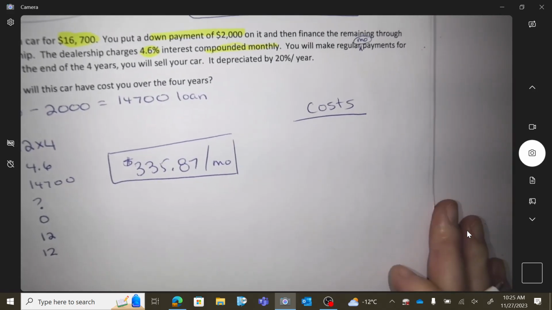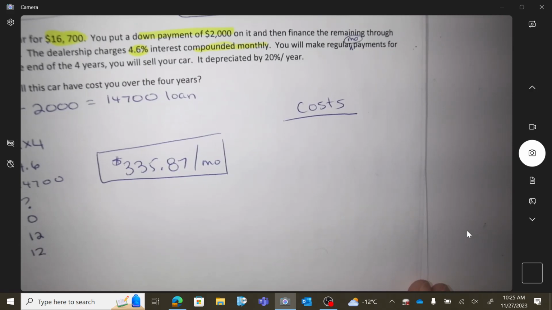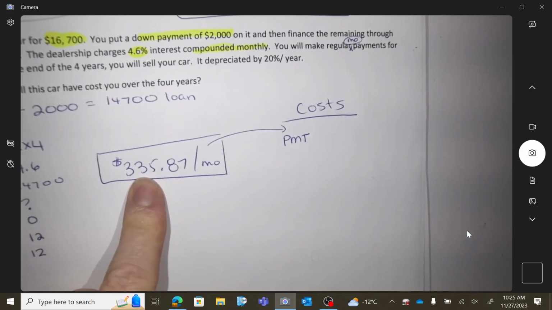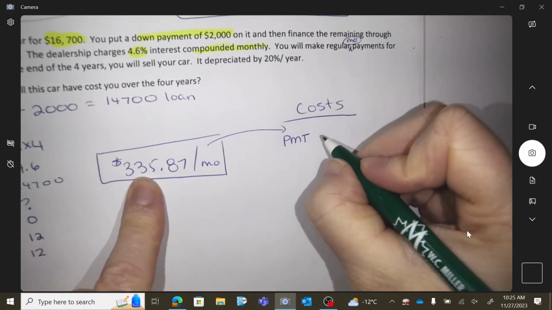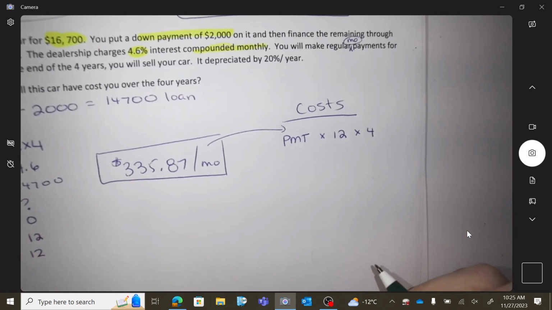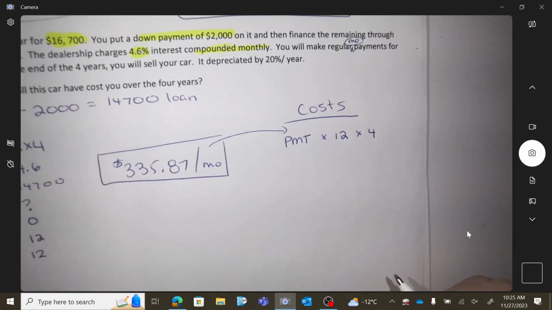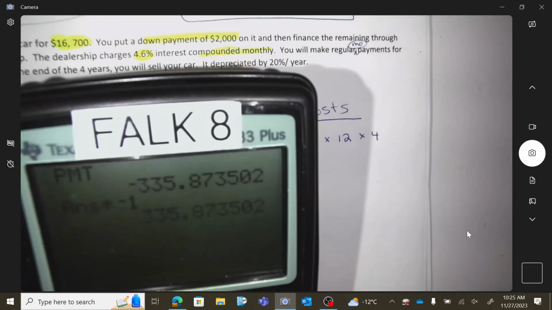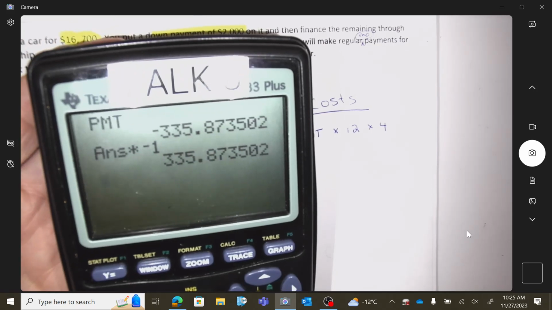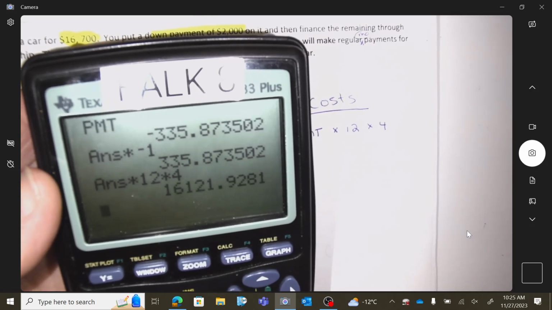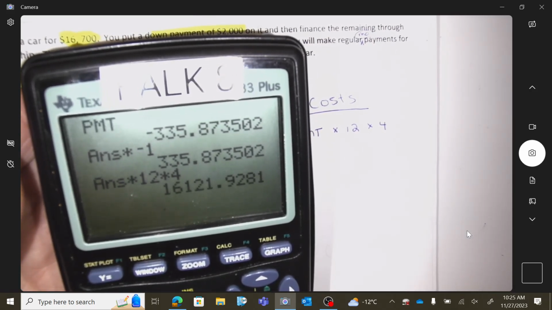Okay, let's talk about everything that came out of your pocket. You did this payment. We're going to copy and paste it. How many times did you do that? You did it 12 times a year for 4 years, right? So all that's coming out of your pocket. So you can do a copy paste. So once I get it on my screen, I usually times it by -1 and then work. So I paid all that out of my pocket.